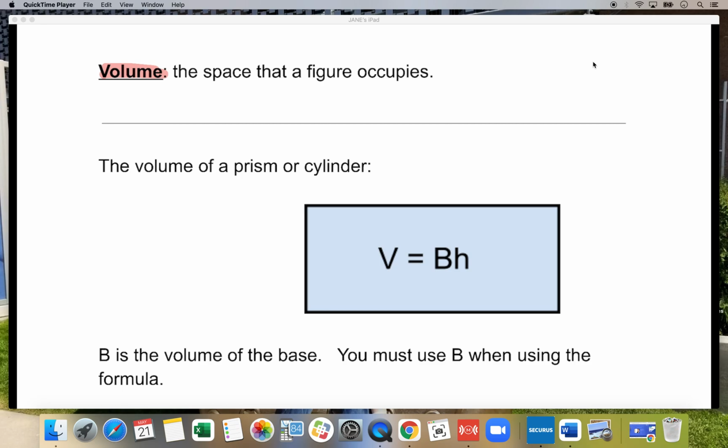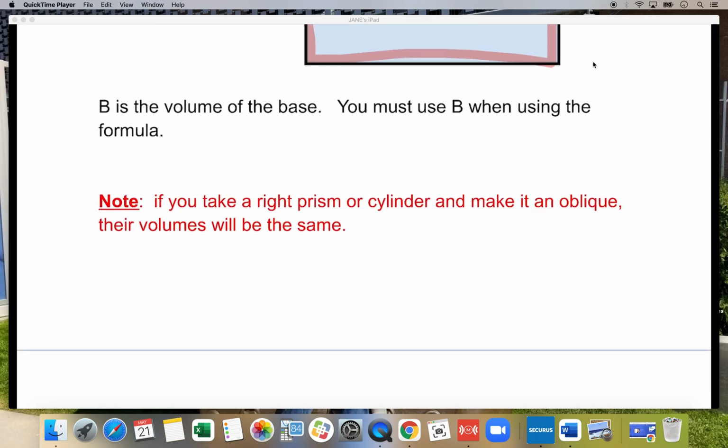To find the volume of a prism or a cylinder is the topic for today. And how we're going to do that is we're going to use the formula big V equals big B little h. The big B is the area of the base of the figure. And when we use this formula, make sure that you use a capitalized B. Don't use the lowercase b.